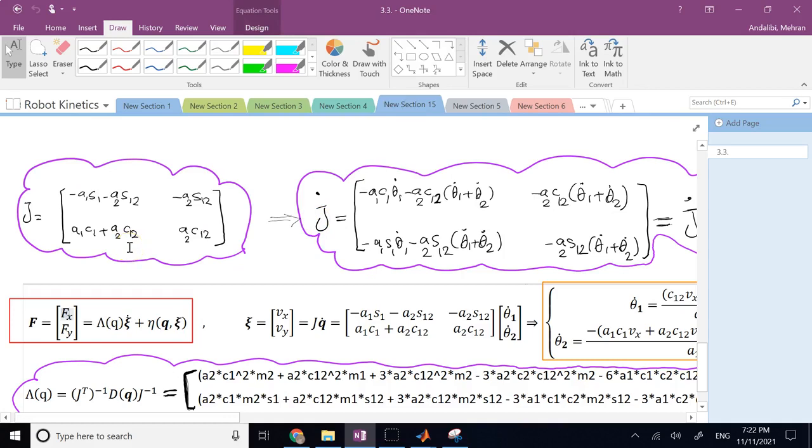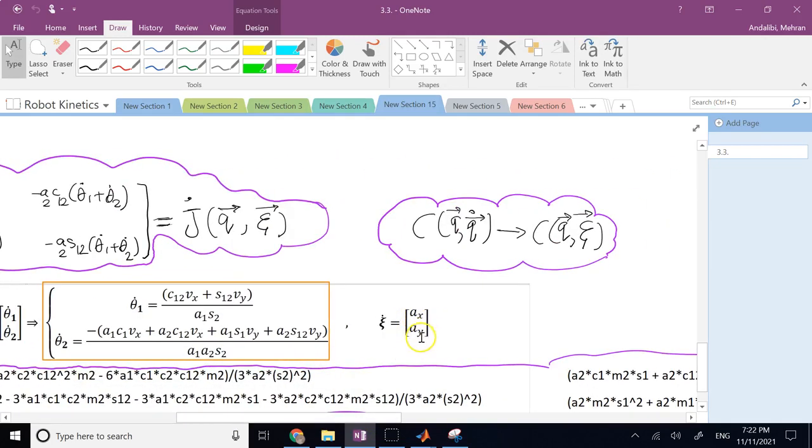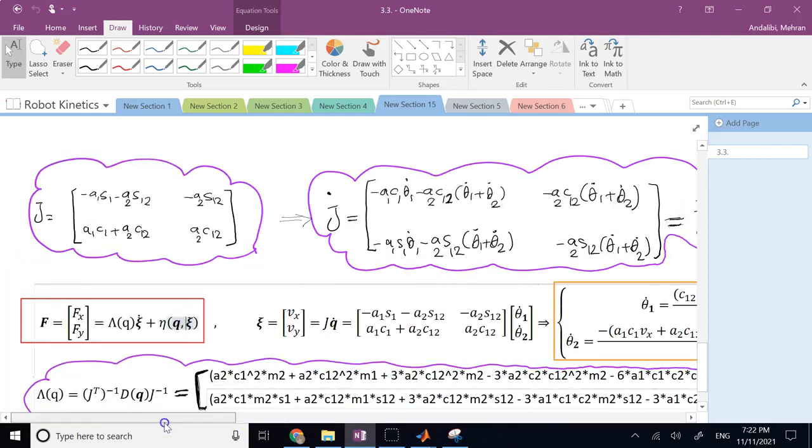So here we only focus on two degrees of freedom of the end effector, x and y. So your range is simply going to be fx and fy. Your lambda, I told you. Your xi is like vx and vy, and your xi dot is going to be like ax and ay, accelerations of the end effector along x and y.